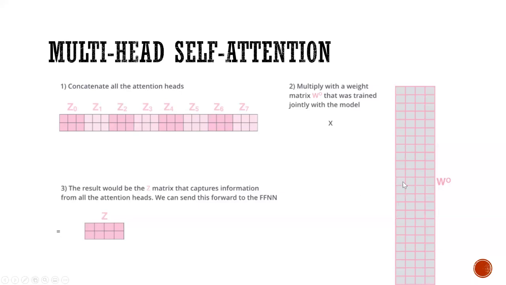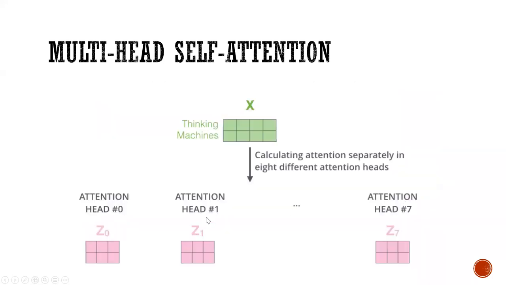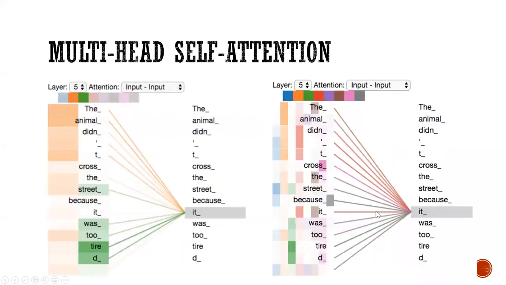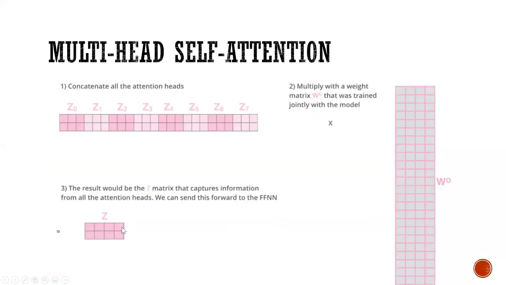All of these weights are learned by the model. All of these transformation matrices are learned, and this W is learned too, and that gives you the final Z matrix that captures all the information from all the different attention heads. This is the output from your self-attention layer, and we then forward this to the fully connected neural network in the encoder of the transformer.